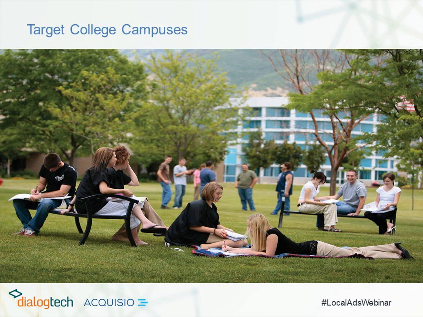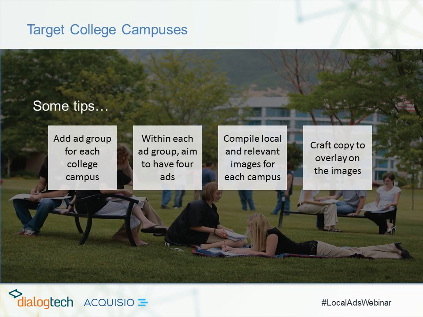Basically, what you need to do is create a local awareness ads campaign called College Campuses. Add an ad group for each college campus you're targeting. Within each ad group, aim to have 4 ads. Compile local images that are relevant for each college campus. Craft the copy to overlay on each ad.